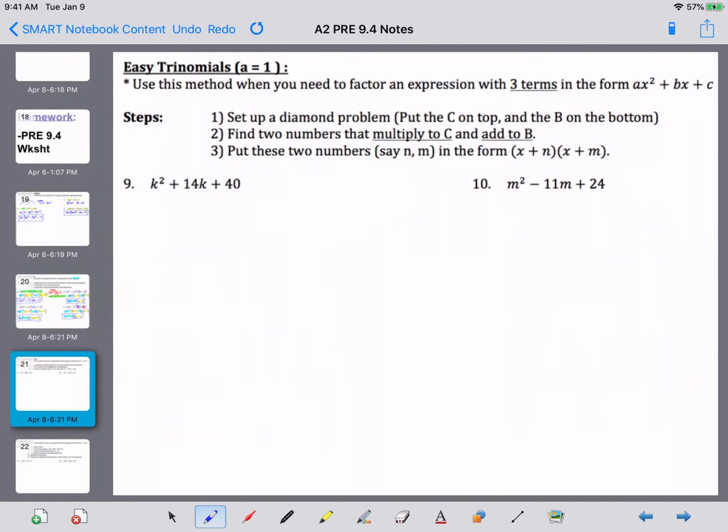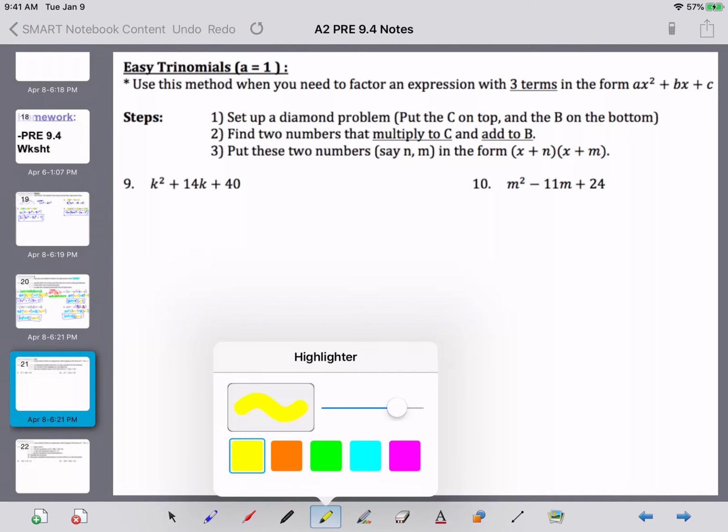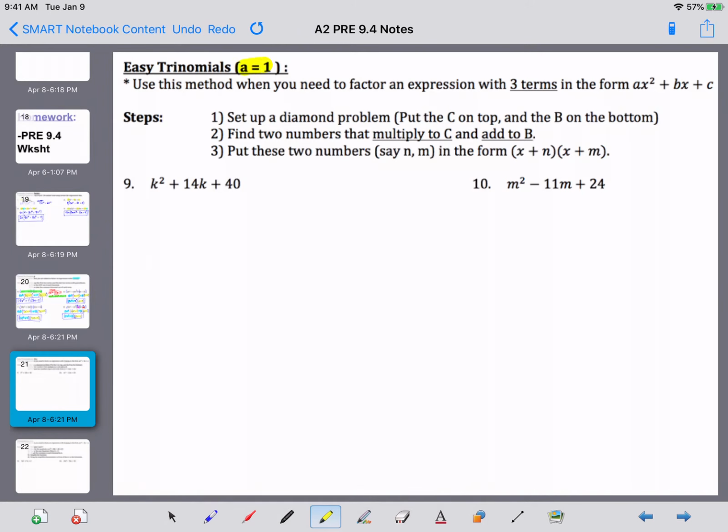All right, so now we're going to move on to some trinomials, which always have 3 terms. We're going to do a couple of easy ones here. When we say an easy trinomial, that's when the number in front of the squared term is 1. So in this case, you won't really see an a because it's a 1x squared. So we're just going to make a diamond for these two problems. So we put c in the top, which is 40, and then b in the bottom, which is 14.